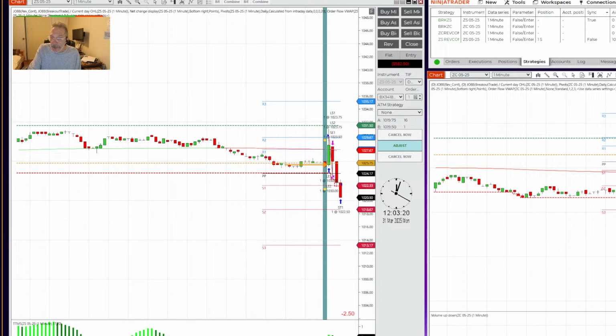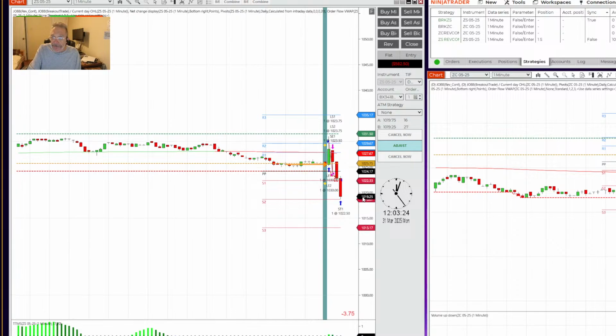Soybeans, I mean corn, up and down. Now it's dropping. It's heading down. Very disappointing trade, to be honest. Pretty disappointing.